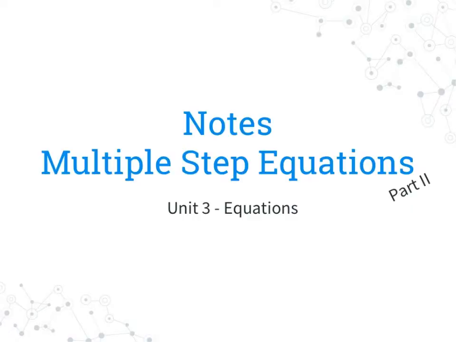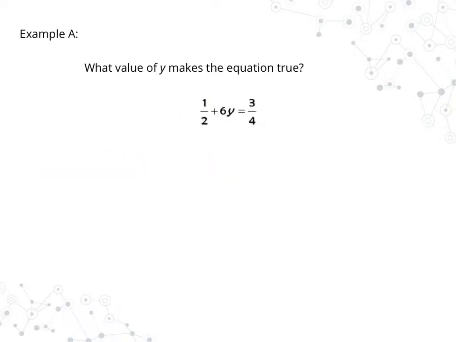Welcome back. Today we're going to be continuing our notes on multiple step equations with part 2. If you haven't watched part 1, go ahead and do that. Otherwise, let's get started right now. So here we are at example A, and it says which value of y makes the equation true. So we're going to go ahead and solve this equation by drawing our wall down from our equal sign to begin with. Remember, we have to do inverse operations on both sides.